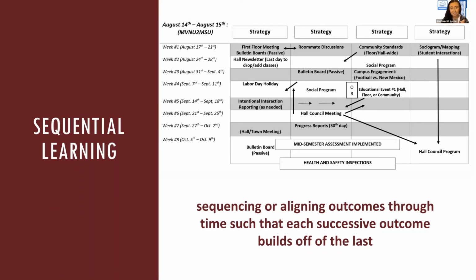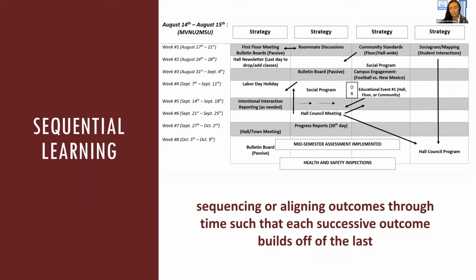Then the very next strategy would be that hall newsletter. We're sending out reminders. We're helping them connect to their academic partners. Then we're going to do a social program. We want to bring it back to them. Then it's the end of August, the beginning of September. We're going to hit them with another passive bulletin board. And then we're going to engage them in our campus community by a football game, right?